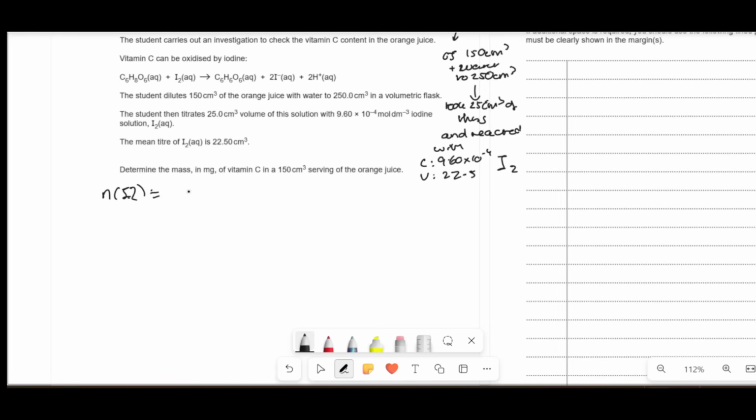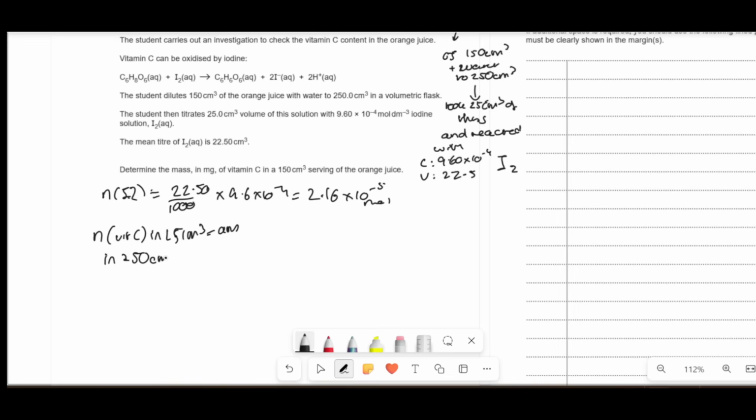So the moles of the I2 is going to be its concentration times volume, so 22.5 over 1,000 times its concentration, which is 9.6 times 10 to the minus 4, which is 2.16 times 10 to the minus 5 moles. We know that, therefore, the moles of the vitamin C in 25 cm^3 is going to equal the same because they're in a 1-to-1 ratio. But then in the 250 cm^3 sample, because that's what they dissolved it in, and this is where people fumble because they're like, oh my God, 150, 250. You don't. It's going to be your answer times 10, which is going to be 2.16 times 10 to the minus 4 moles.